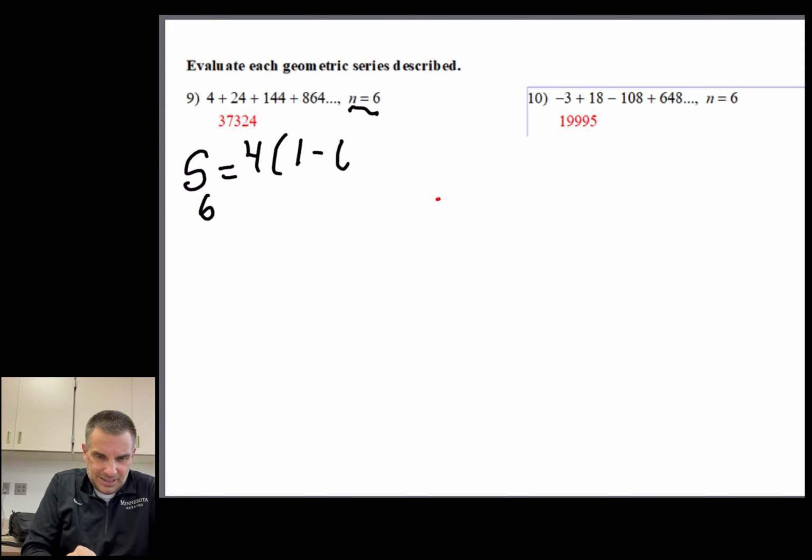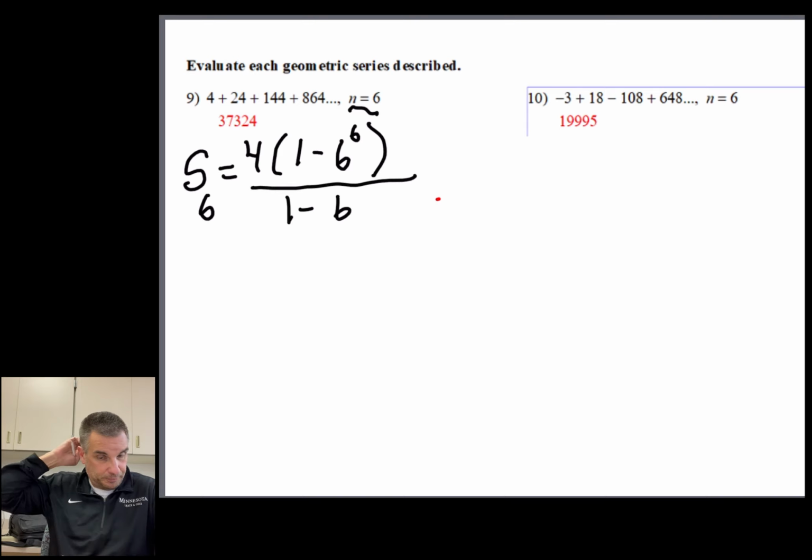So it's 1 minus 6 to my n value. My n value is 6. They gave that to us. It's right there. All divided by 1 minus 6.